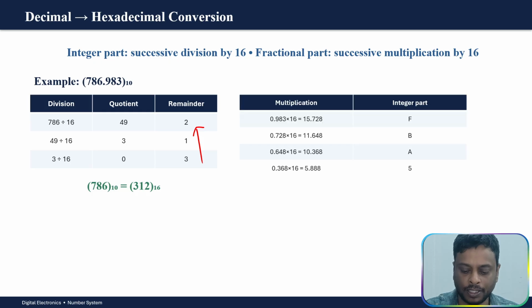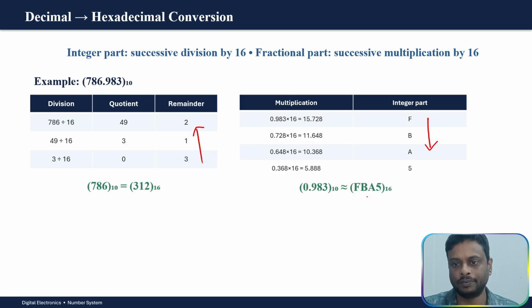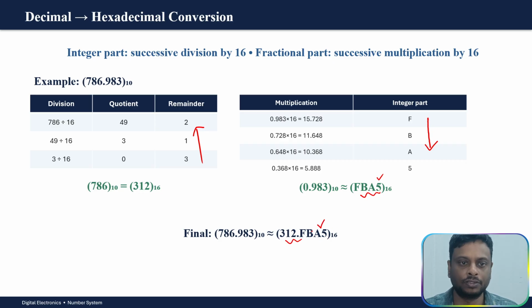Okay. Similarly, for the fractional part, you have to multiply here. This is the integer part that comes out each time. You can take this 15, that is F. Then 11 is your B. Then 10 is written as A. Then 5, we have the 5. Okay. So you take these from top to bottom. Just multiply this, and you have to combine that. So the final result is this one. So we have converted the decimal number system to hexadecimal number system.